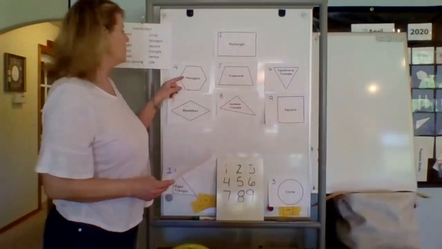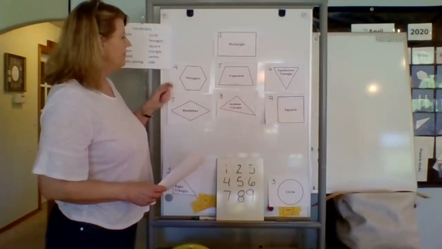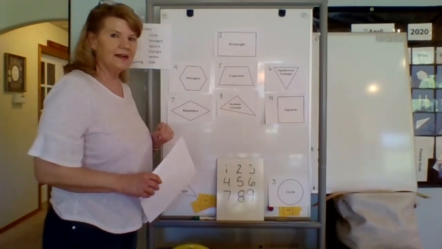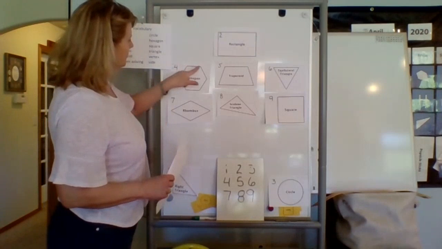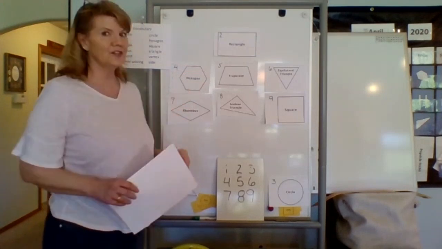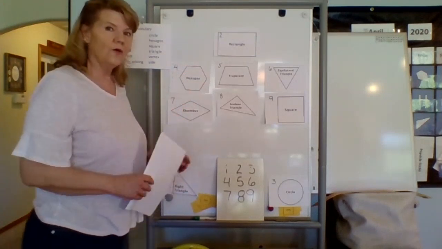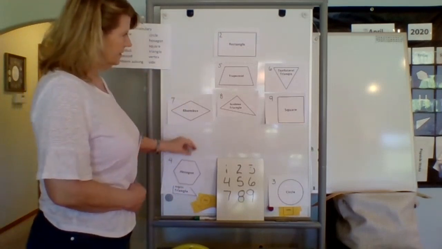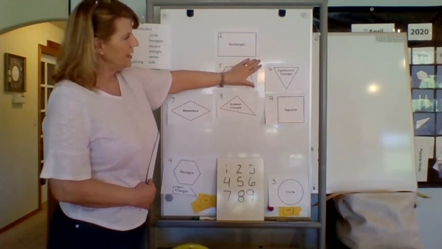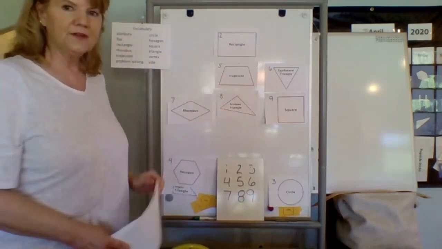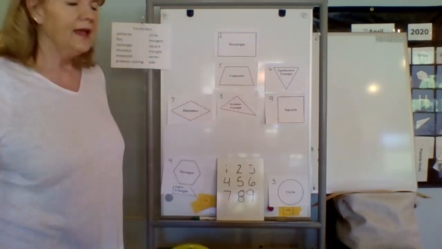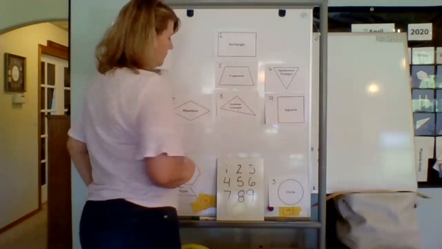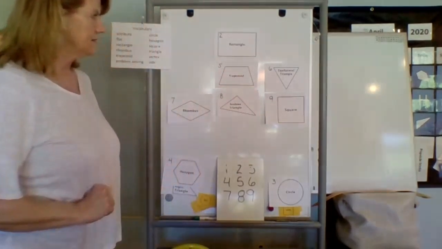Okay, now we are on number 4. How many vertices does a hexagon have? A hexagon has 1, 2, 3, 4, 5, 6 vertices. So we're going to remove the hexagon. How about a trapezoid? How many vertices does a trapezoid have? A trapezoid has 1, 2, 3, 4. We get to leave the trapezoid.